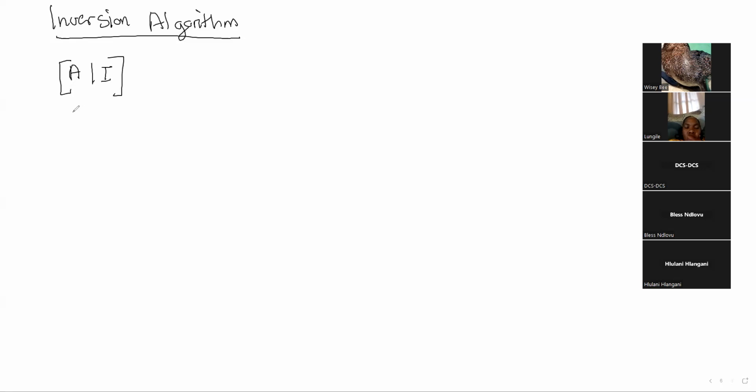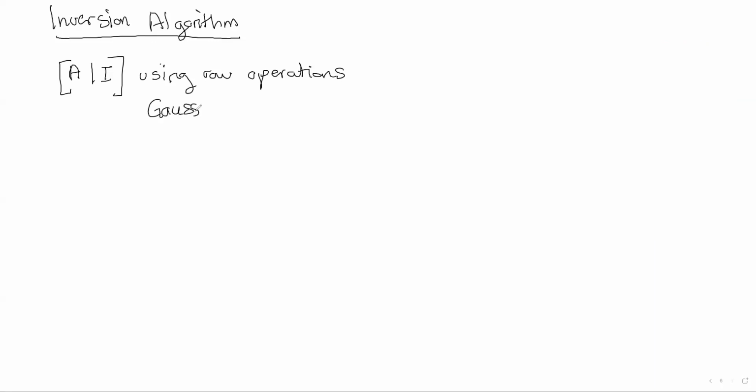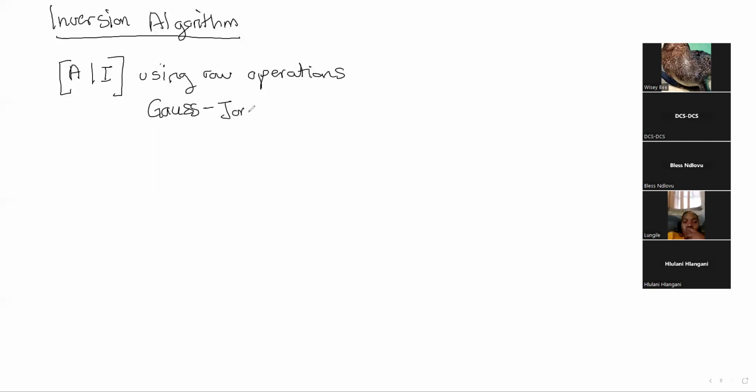You are given a matrix, and you need to find the inverse of that matrix using row operations, because we are still on chapter 1, so we haven't reached determinants, and there are other ways of finding the inverse of a matrix. But in this case, you might be asked to find it using row operations. So you need to use Gauss-Jordan elimination.